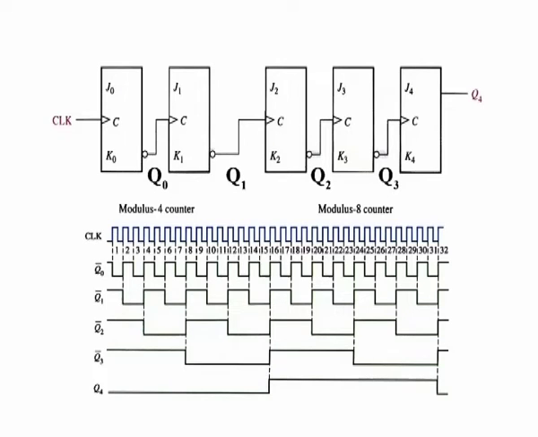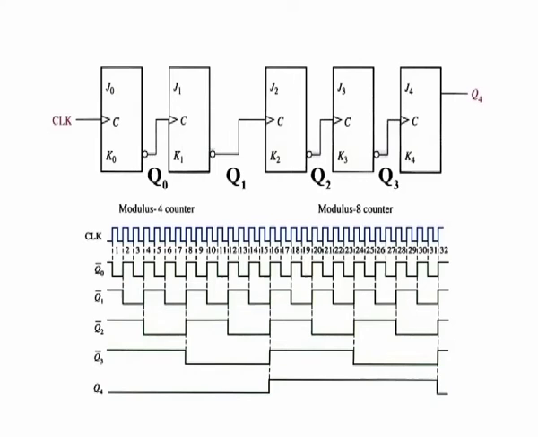After completing this section, you should be able to determine the overall modulus of cascaded counters, analyze the timing diagram of a cascaded counter configuration, use cascaded counters to achieve specified truncated sequences, and finally use cascaded counters as frequency dividers. An example of two counters connected in cascade is shown in the figure for a 2-bit and a 3-bit ripple counter. The timing diagram is also shown.